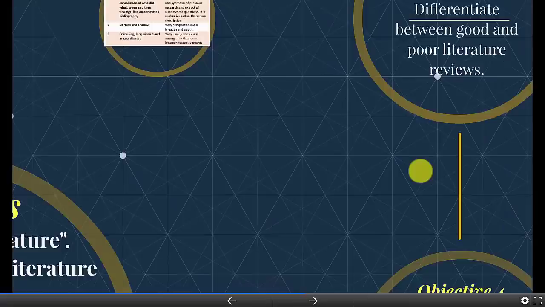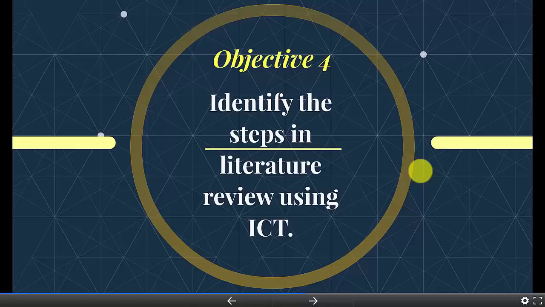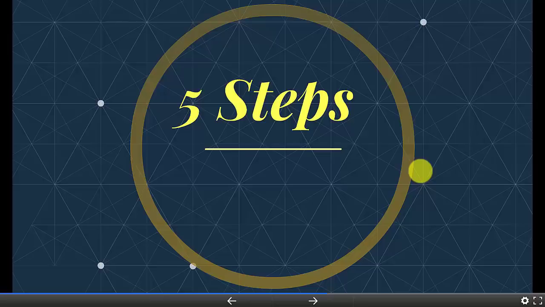Okay, so that takes us to objective number four, to identify the steps in literature review using ICT. If you can just reflect on the steps that you went through in the conduct of literature review for your first degree project report, for your master's, you'll find that there are some clearly defined steps. But I've listed five steps here that we're going to walk through during the course of this lesson. So, what are the five steps?